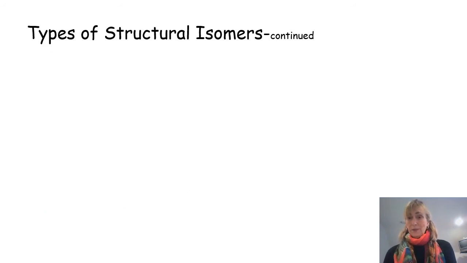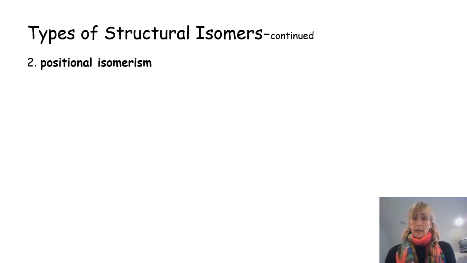Continuing with our types of structural isomers, the second type is what we call positional isomer, positional isomerism.